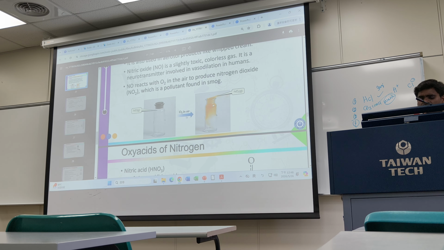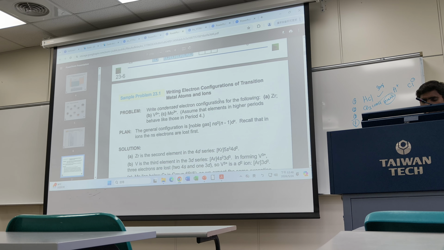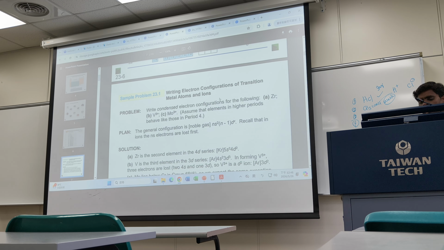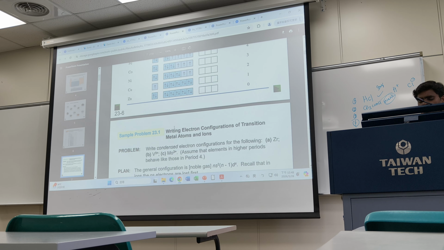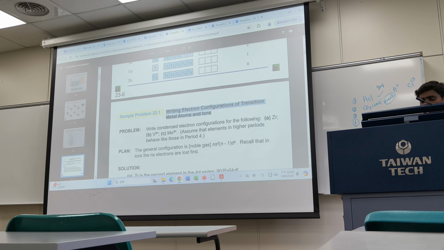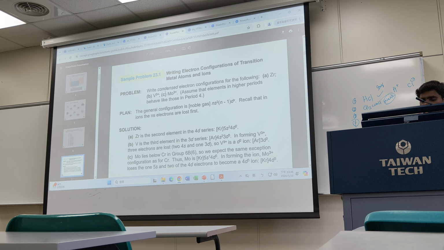And transition element. Just remember this one, writing the electronic configuration for the transition elements from here. Like this, or some of the material I can keep from this one and try to write like this one. Already I can keep that one.